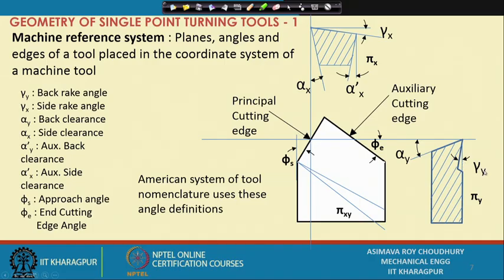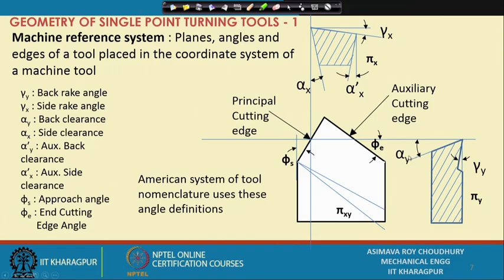So, gamma y is defined as the back rake angle, which is the angle between the rake surface and reference plane in the pi y plane. So, this formally defines the back rake. Now that we have defined back rake, we can define other angles very easily.